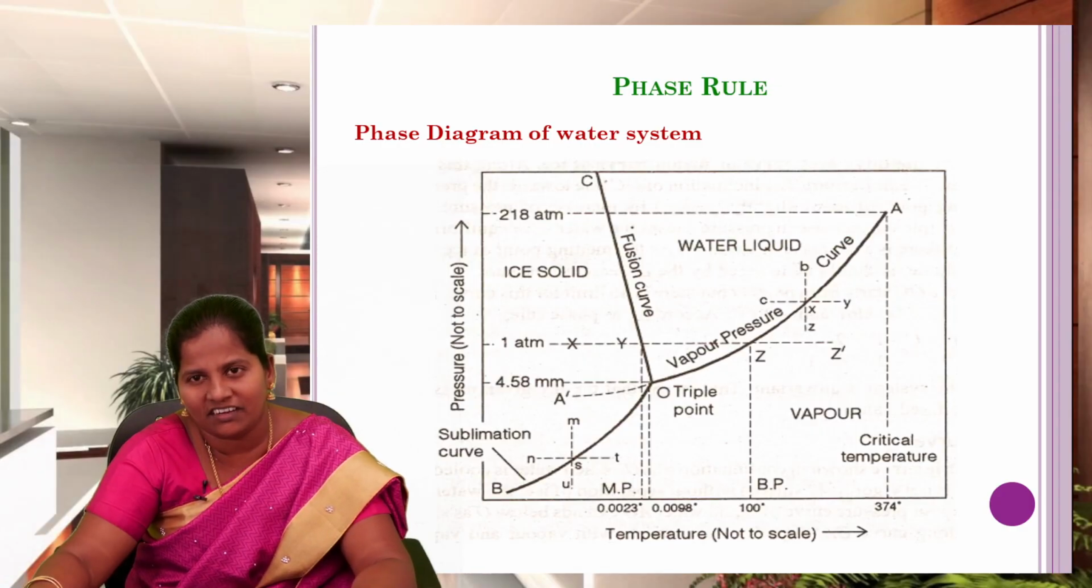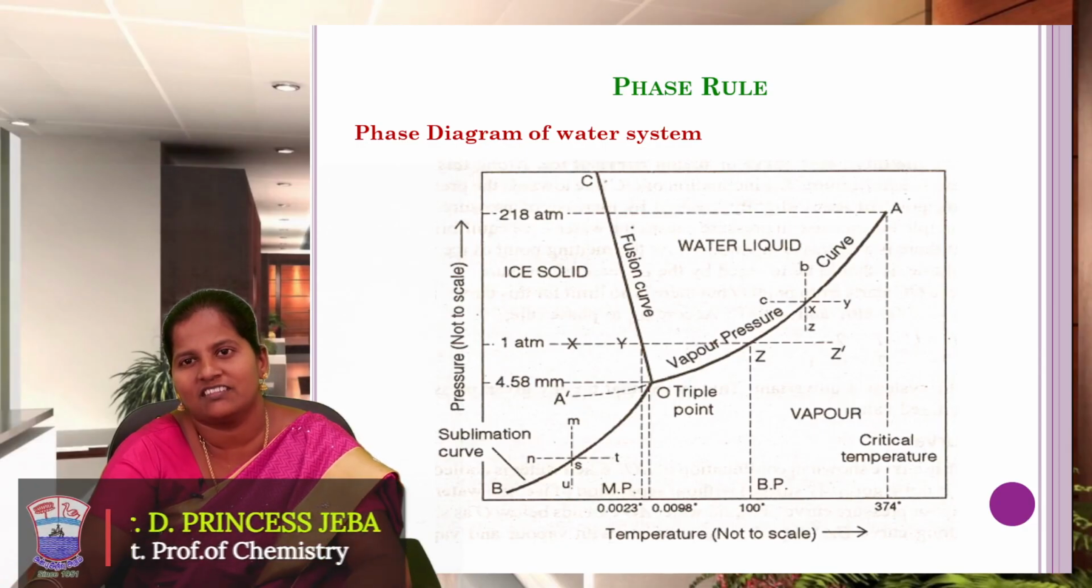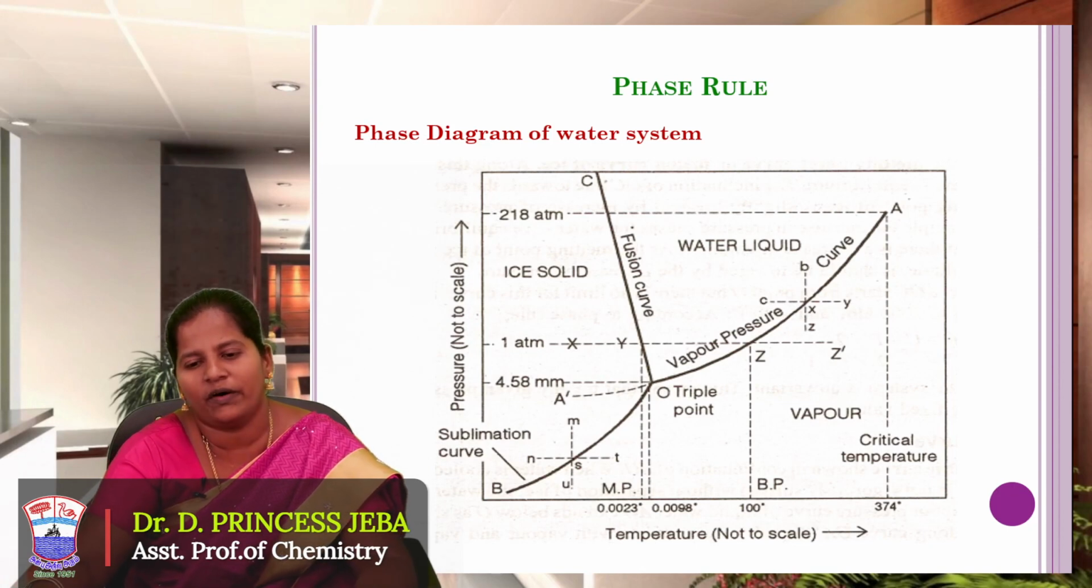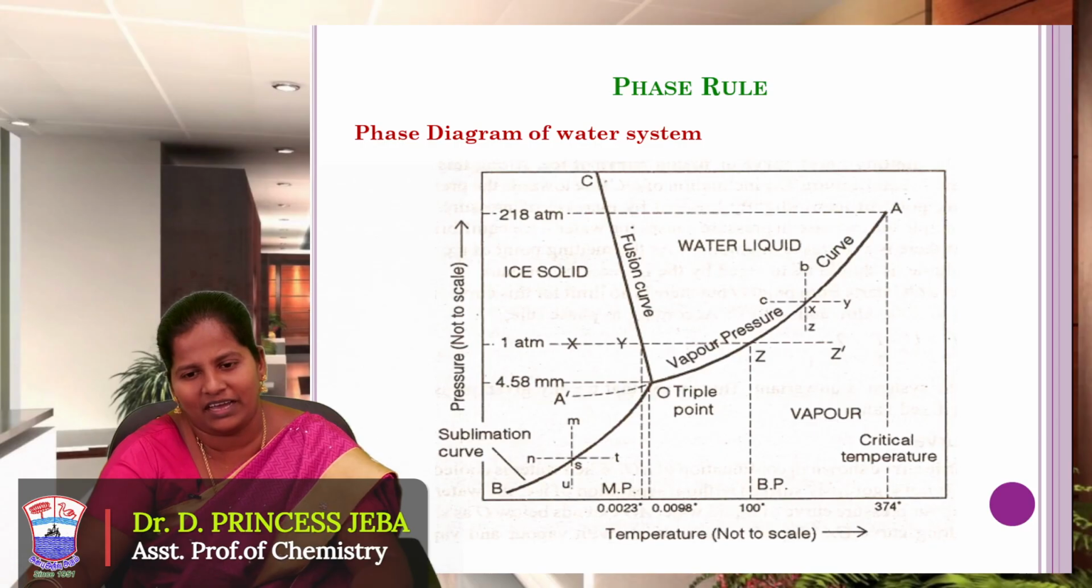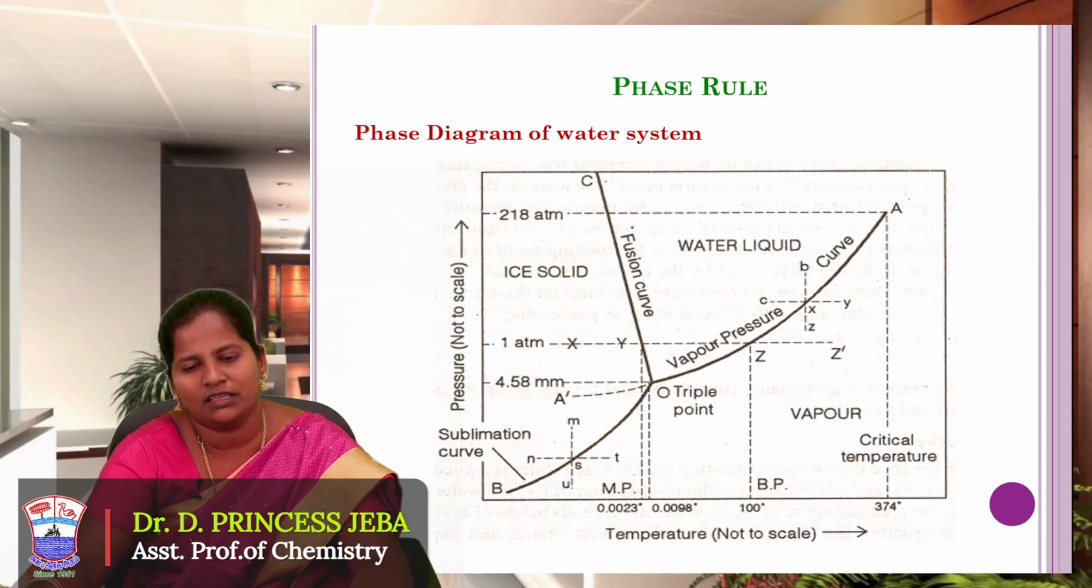The temperature at which the vapor pressure is equal to atmospheric pressure is called the boiling point of a particular component. Here, from this phase diagram, we can fix the boiling point as 100 degrees Celsius, after which water starts boiling and is in equilibrium with vapor.